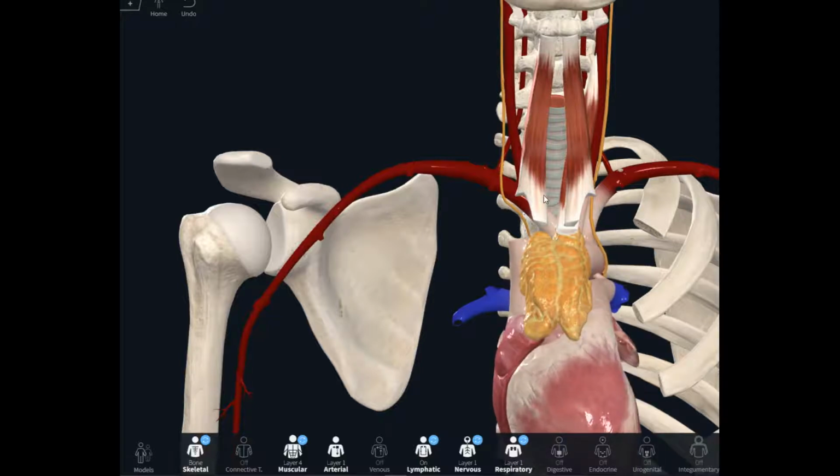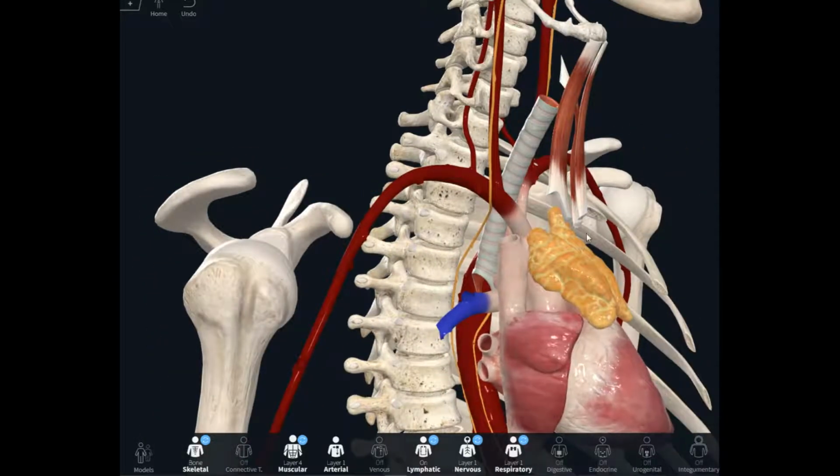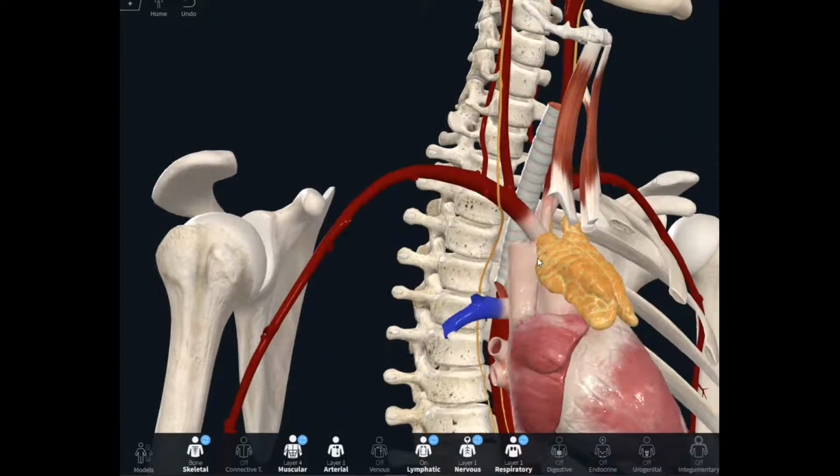Whenever we talk about the relations, it's important to divide the relations into the relations in terms of muscles, in terms of other arteries or veins, and in terms of other organs. And then we have bones. So starting with the bone first, it lies behind the sternum. So we have the manubrium here, and behind the manubrium, we have the brachiocephalic trunk.